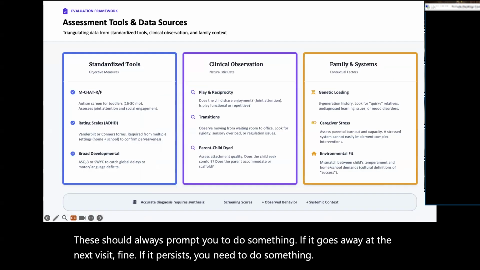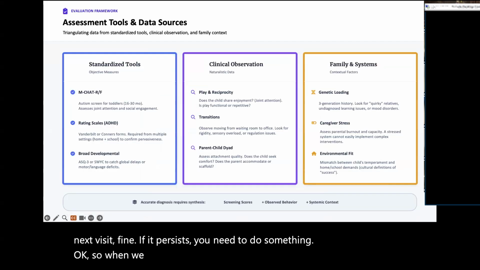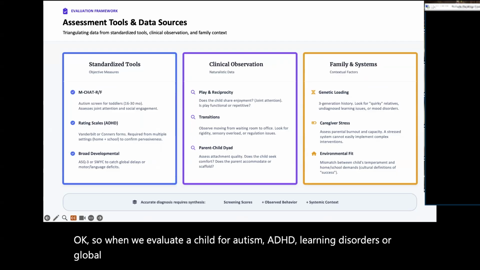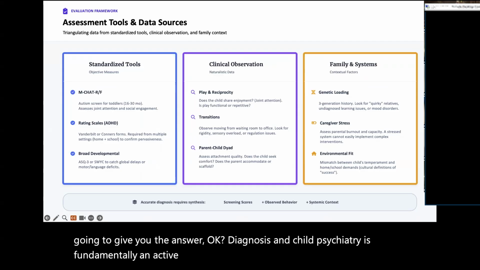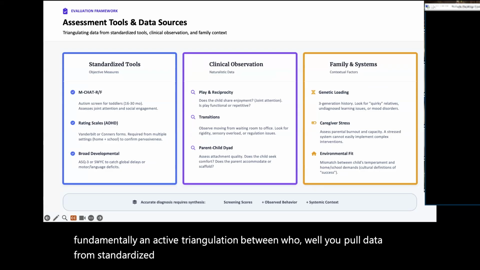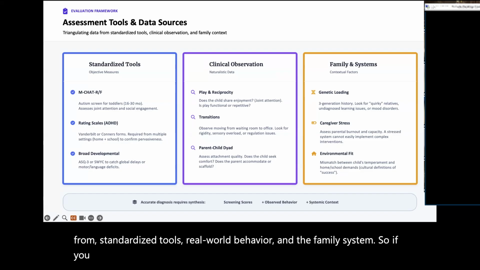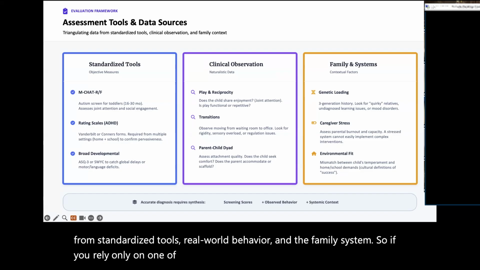Okay. So when we evaluate a child for autism, ADHD, learning disorders, or global developmental concerns, there's no single tool or observation that's going to give you the answer. Diagnosis in child psychiatry is fundamentally an act of triangulation. Between what? Well, you pull data from standardized tools, real-world behavior, and the family system. So if you rely only on one of these, you're going to miss something.